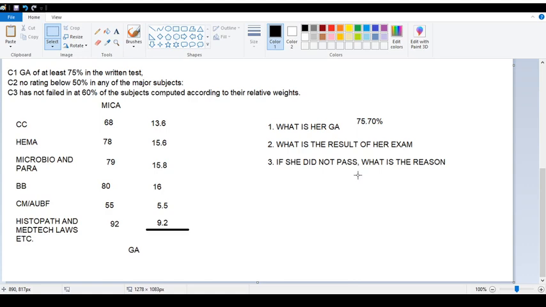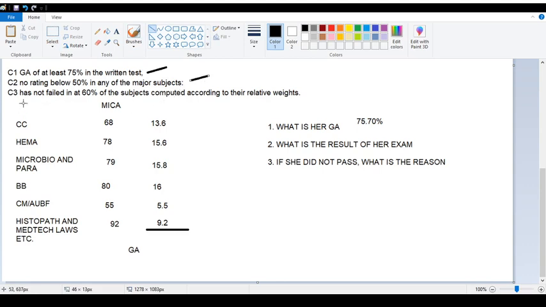So, we determine first if she passed or failed the exam. So, she was able to meet this one, criteria 1, no rating below 50% in any of the major subject. Greater than 50, greater than 50, greater than 50, greater than 50. Okay, eto ulit yung titignan natin, CC, HEMA, Micropara, and BB. Kasi nga, these are the major subjects. So, she was also able to meet the criteria number 2.